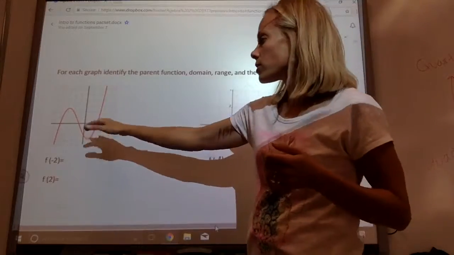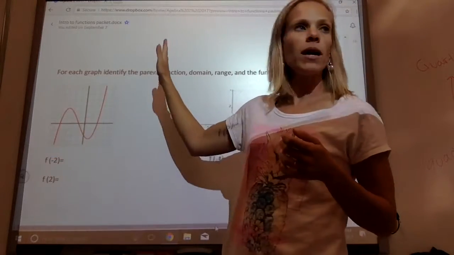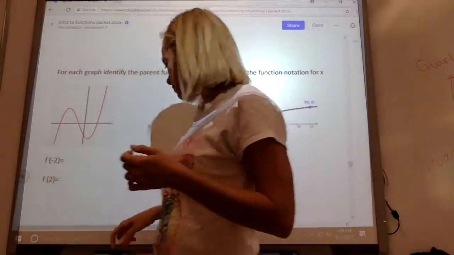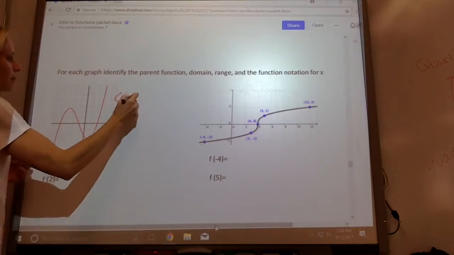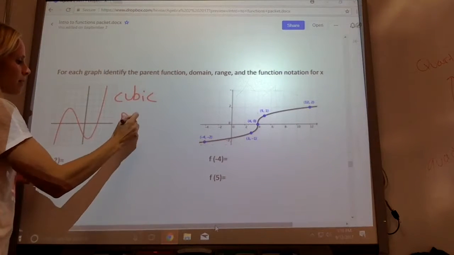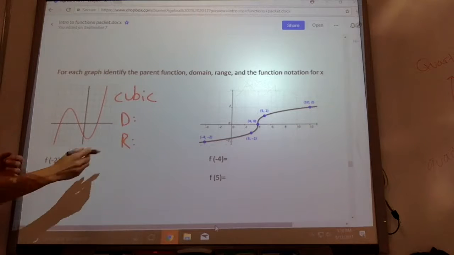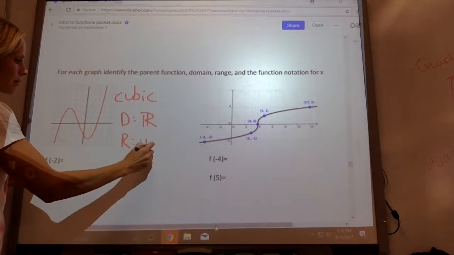So if you look at this first one, it's going down on the left, up on the right. What parent function is that? Cubic. Very good. What is the domain and range for cubic? Very good. All real numbers for both.